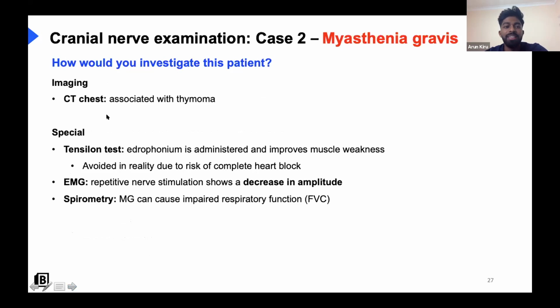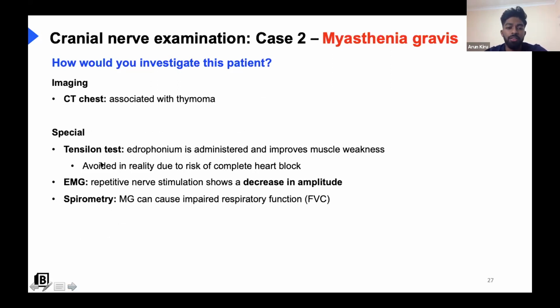How would you investigate? CT chest, because myasthenia is associated with a thymoma. Thymoma is a tumor that affects the thymus gland. Sometimes patients will have a small scar over there where they've had a thymectomy. If your examiner points towards a line around there, you're thinking maybe this is a thymectomy.